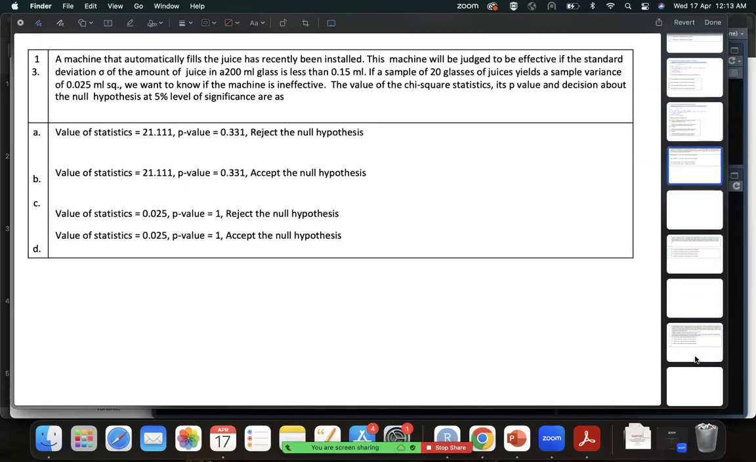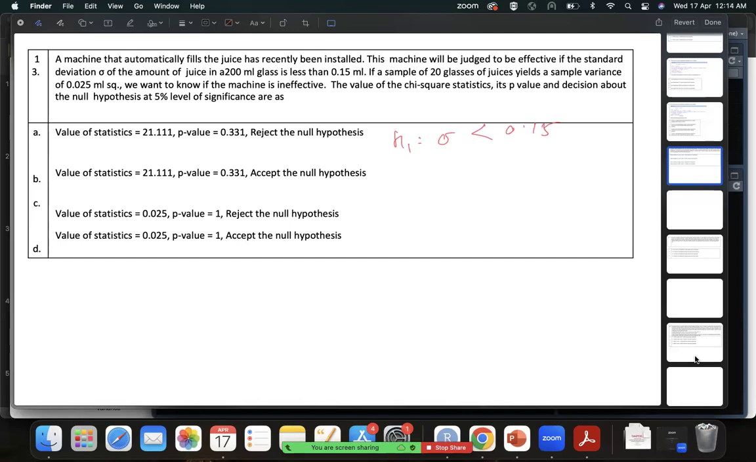Okay, next question. I think here it's going to test a machine that automatically fills juice and was recently installed. The machine will be judged to be effective if the standard deviation of the amount of juice in a 200 milliliter glass is less than 0.15. So this is what you want to believe in, your alternate hypothesis.